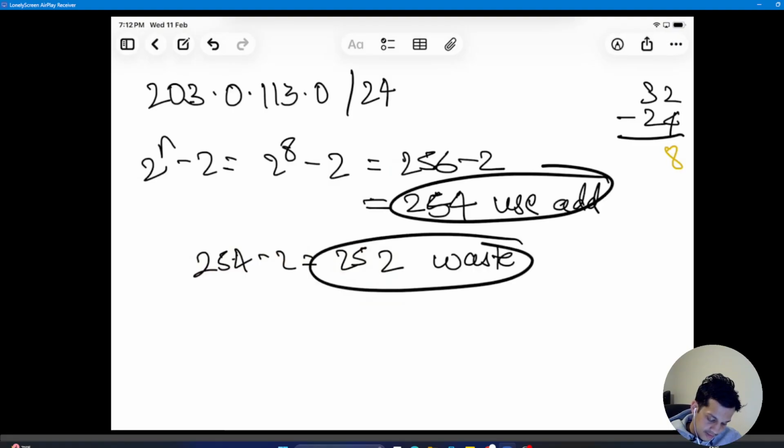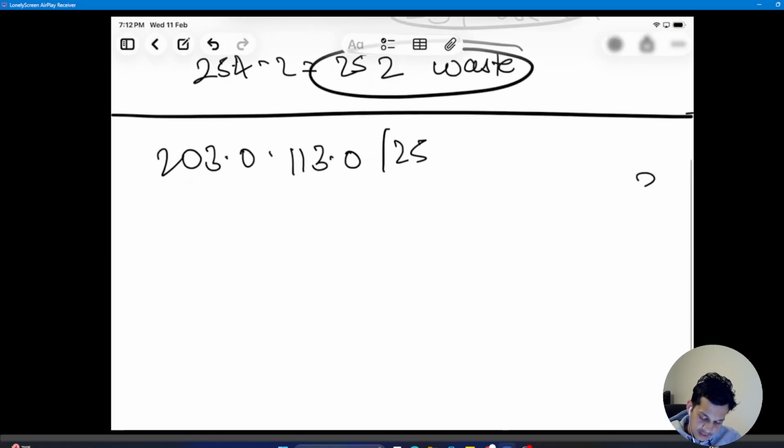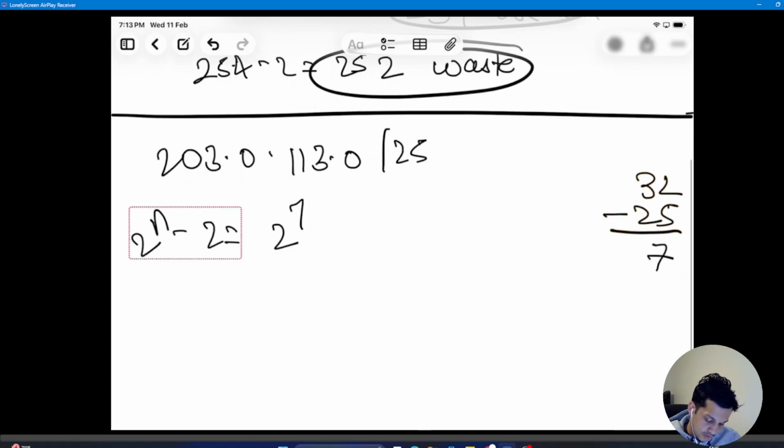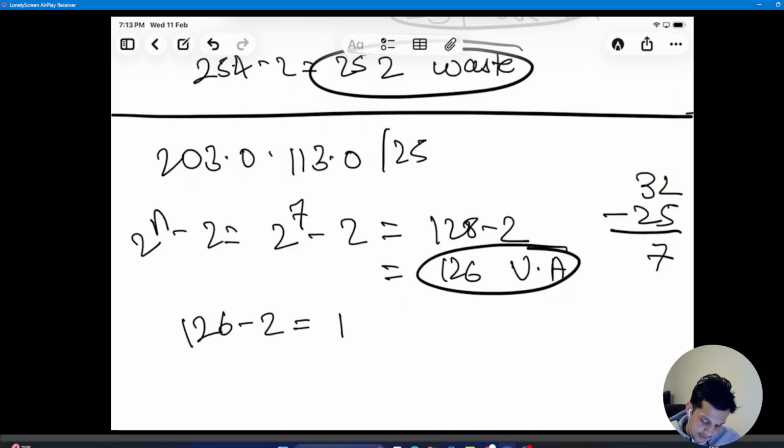Let's see how many addresses we find in further subnets. We go for the /25 subnet. 32 minus 25 is 7. 2 raised to n minus 2 is 2 raised to 7 minus 2, that is 128 minus 2, which is 126 usable addresses. We just have a requirement of 2 addresses, so 126 minus 2, that is 124 addresses, are still being wasted.